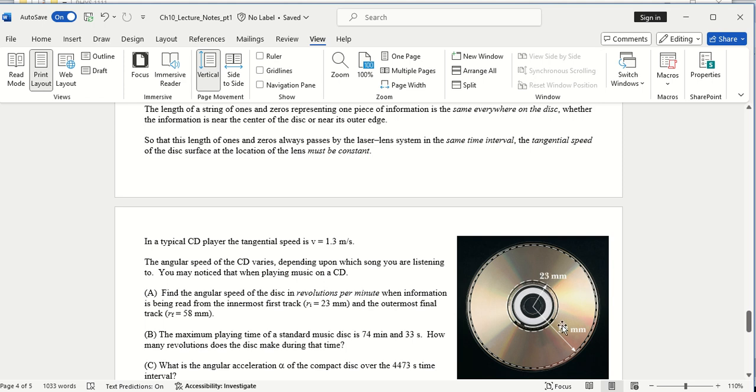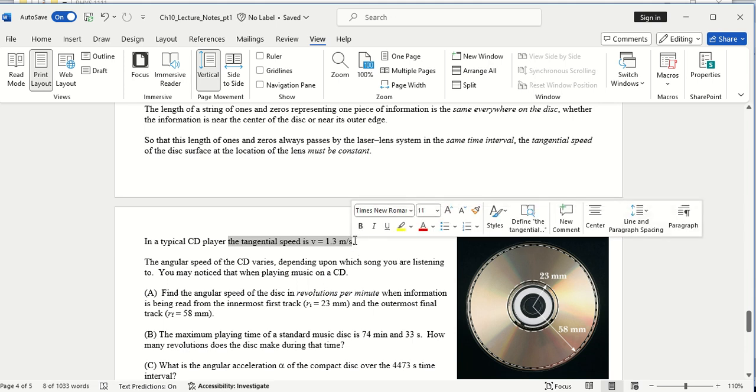whether it's the song at 23 or the song at 55, has to pass the laser lens system with the same tangential speed. Otherwise, it wouldn't be able to read the information. So each track has to pass the laser lens system with the same tangential speed, and typically that's 1.3 meters per second. So because the linear or tangential speed is the same for each track, the omega changes. A CD player's designed so that it rotates at a different omega depending upon what track you're listening to, because each track has to pass the laser lens system with the same speed.